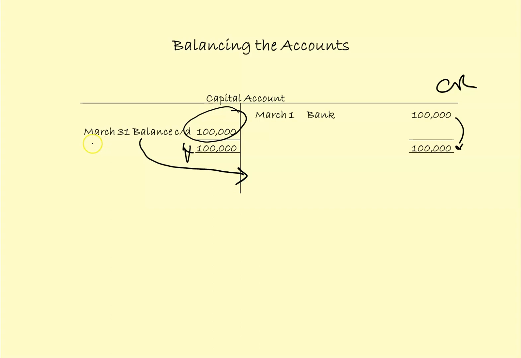Now you just note the date here, March the 31st, so this is the end of March. So what we're doing is we're setting the accounts up for the beginning of next month. So I'll date this April the 1st, balance brought down 100,000. So that is basically saying that the balance on the capital account on the 1st of April is 100,000 on the credit side.